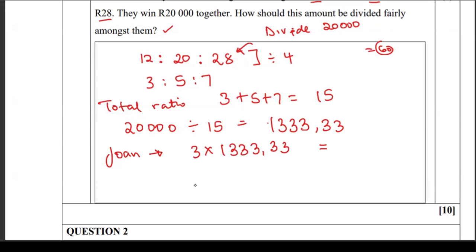So when I multiply that, we are getting 3,999.99, which is roughly 4,000. Maybe I should even erase this and give it as a fraction, which is 4,000/3.